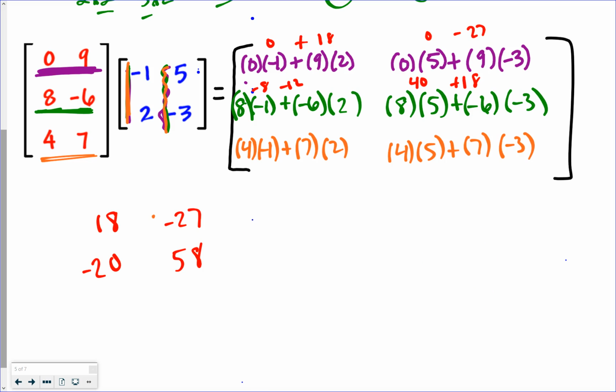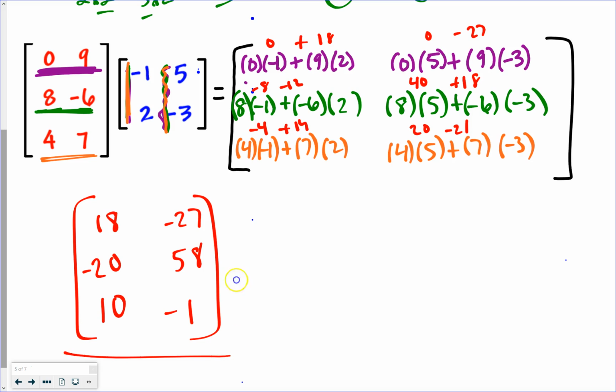-4 times -1 is -4. Plus 14, that gives me what, 12? Oh, 10. Oh my gosh. I need an M. And then this gives me 20 minus 21, so -1. So this is our answer. Okay.